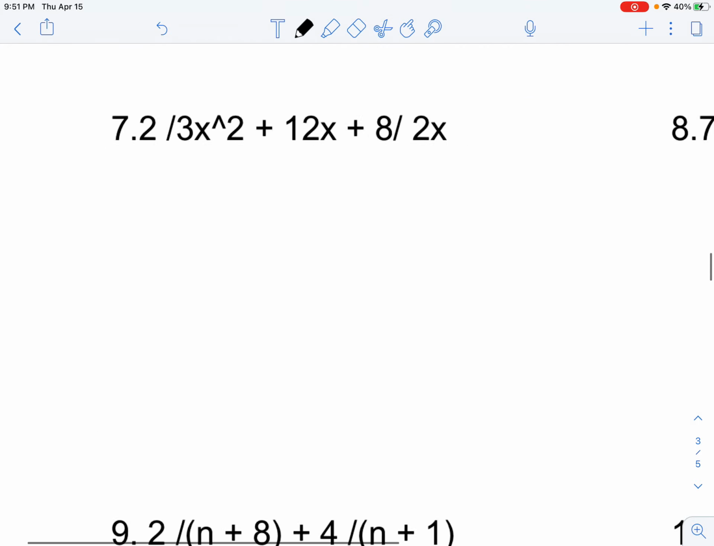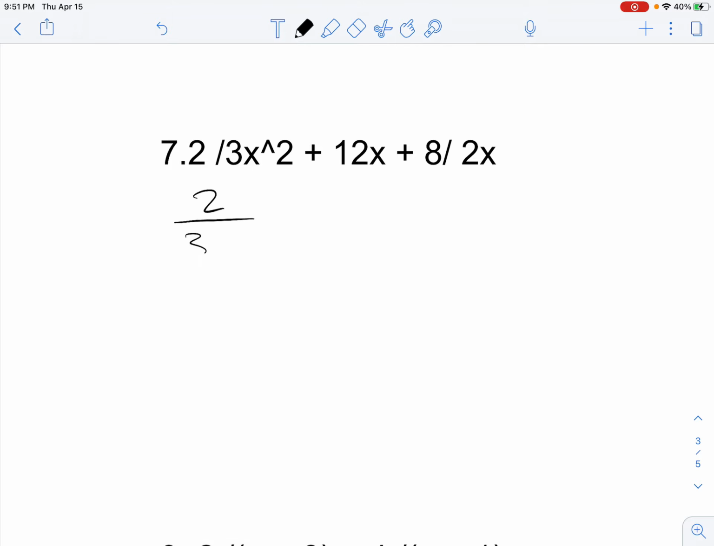Moving on. 2 over 3x squared plus 12x plus 8 over 2x. In this case, their denominators are not the same, so we have to find the least common denominator. A trick in finding the common denominator is to just multiply by the denominator of the other term. So let's start with 3x squared first. The other denominator is 2x. So I can just multiply 2x on the bottom.